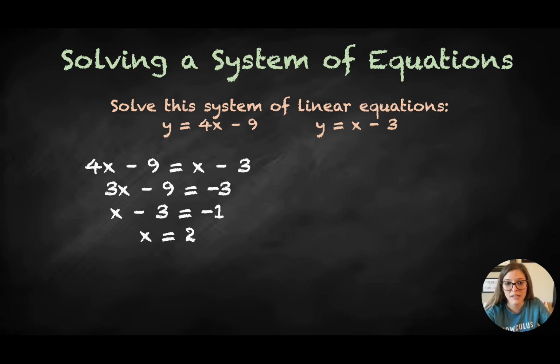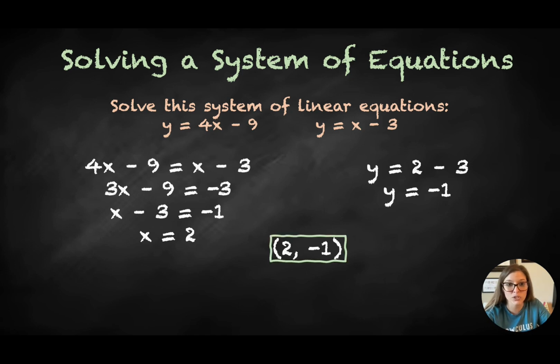So I know that x has to be equal to 2, but now I need to find what y is when x is 2. So I can plug in 2 for x in one of the equations. It doesn't matter which I choose. I've just chosen the one that seemed easier. And 2 minus 3 is negative 1. So this system is solved for x equal to 2 and y equal to negative 1. So here is the ordered pair for that point.